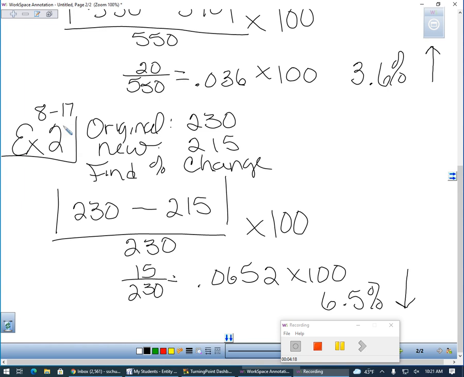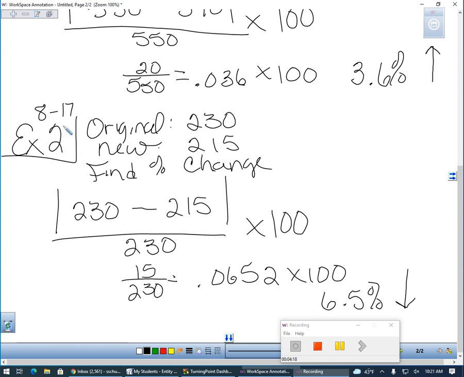Doesn't leave much more, does it? All right. Do we need another example of percent change? Is everybody okay with that? So I'm happy to do one more. Okay.